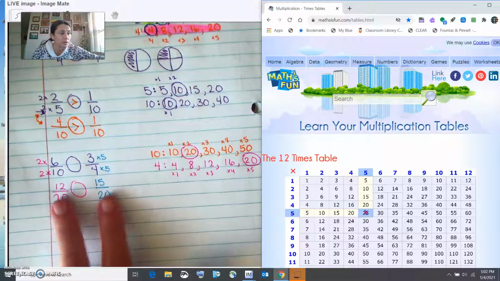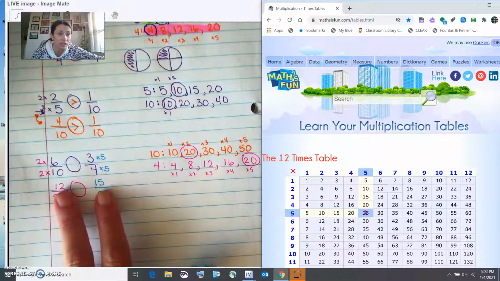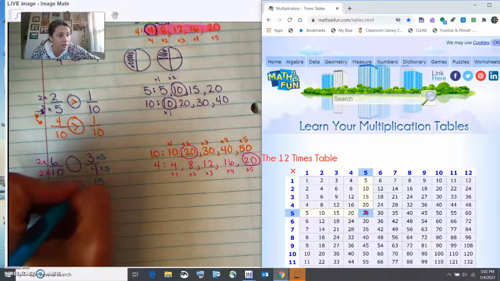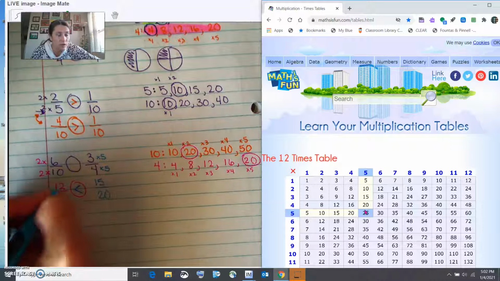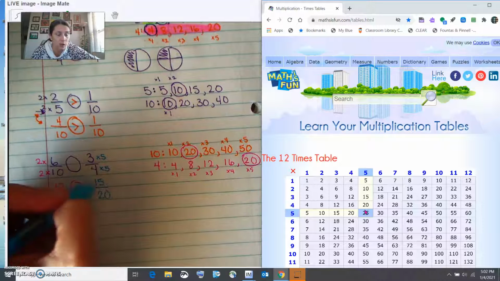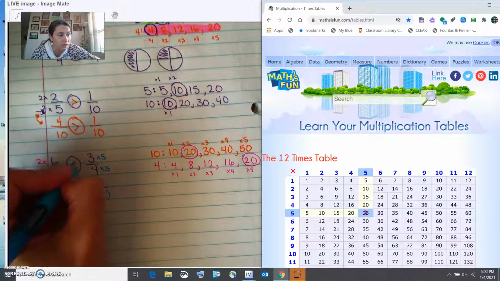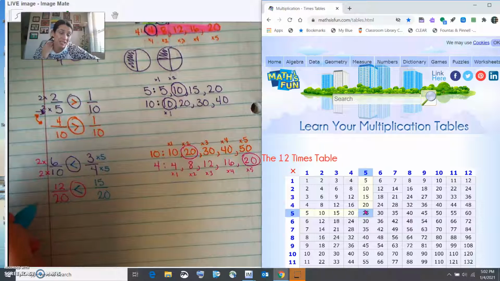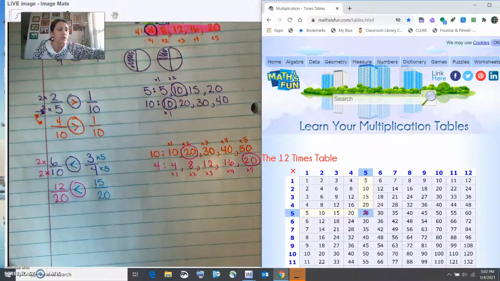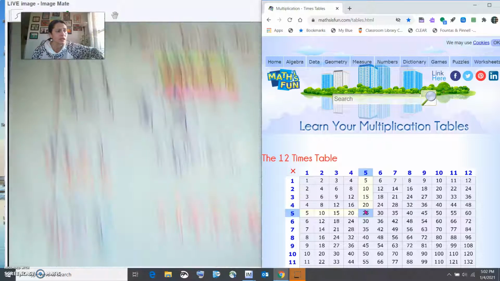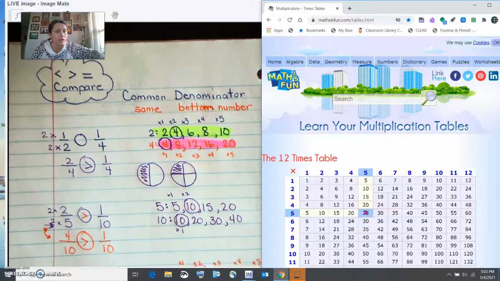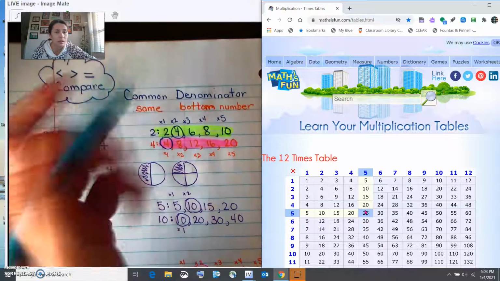So which one is bigger? The 20s are the same, so we don't have to look at that. The 12 or the 15? The 15 is bigger. So 15/20 is bigger than 12/20, and since these are equivalent, that means 3/4 is bigger than 6/10.